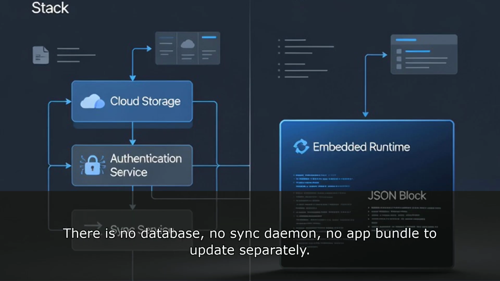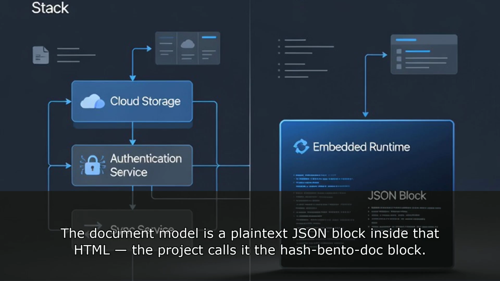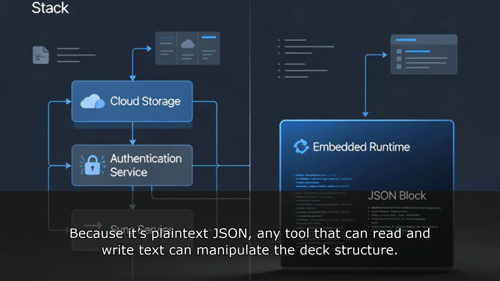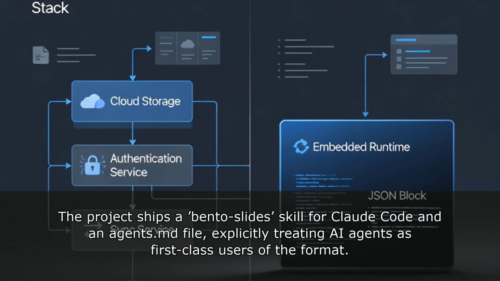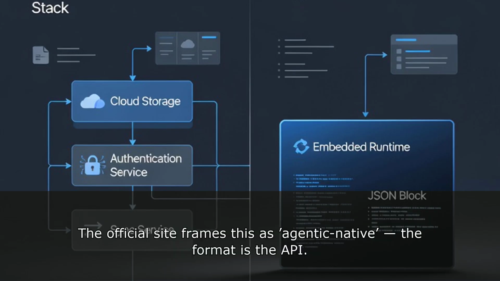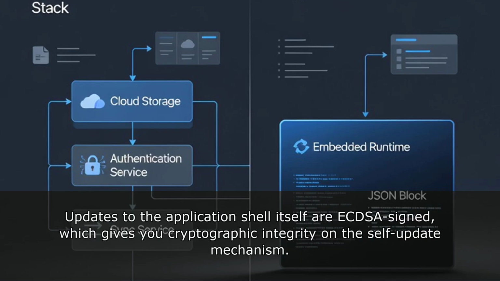There is no database, no sync daemon, no app bundle to update separately. The document model is a plaintext JSON block inside that HTML. The project calls it the #bento doc block. Because it's plaintext JSON, any tool that can read and write text can manipulate the deck structure. The project ships a Bento Slides skill for Claude Code and an agents.md file, explicitly treating AI agents as first-class users of the format. The official site frames this as agentic native. The format is the API.